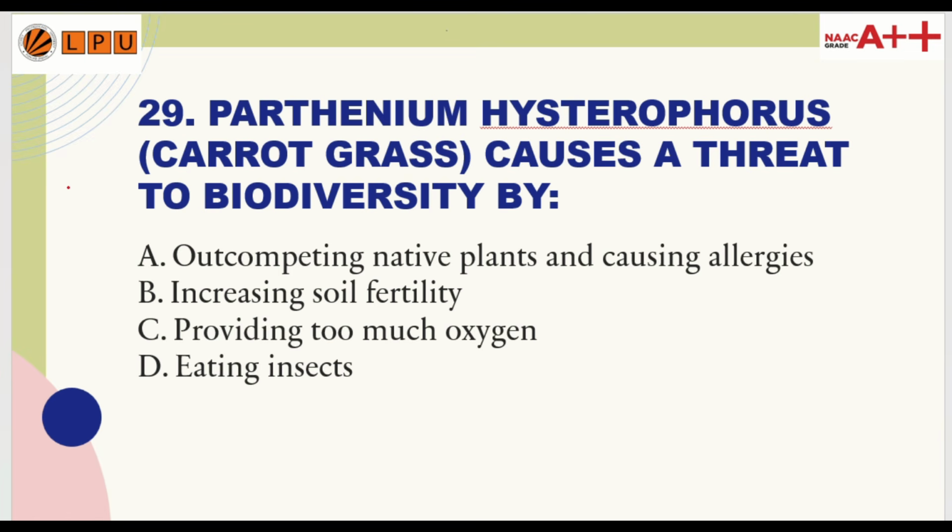29th. Carrot grass causes a threat to biodiversity by option A, B, C, D. So the correct answer is option A.